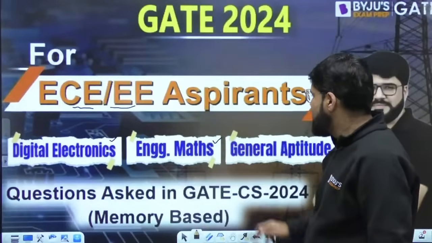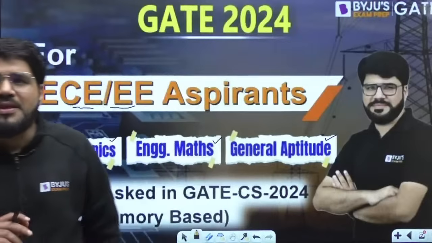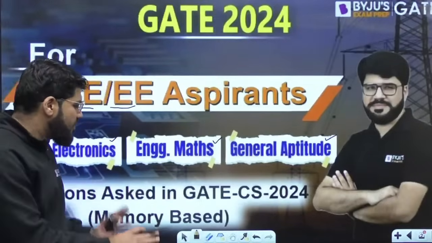So this session I have planned for you, I am taking for you, so that you just have a glimpse of how the questions from your interesting areas were. From computer science there are three areas common to the EC and EE aspirants: digital electronics, engineering mathematics and general aptitude. How the questions were from these three domains. Of course we have a memory based paper. The official paper will be there of course later on.